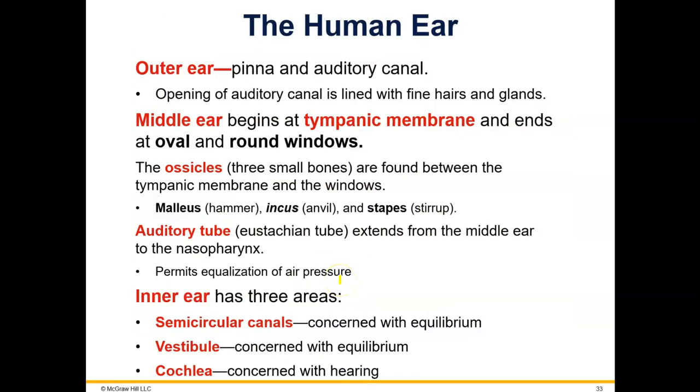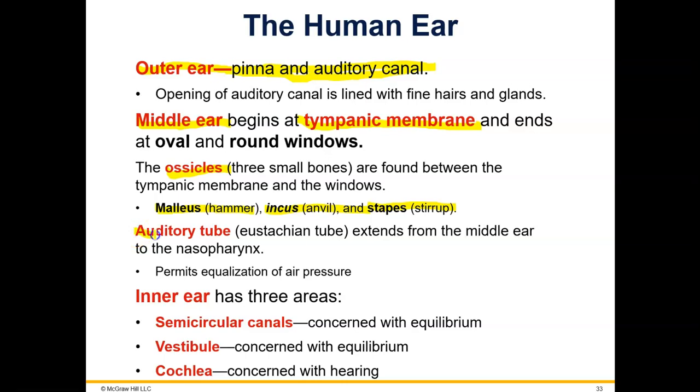Let's go back. All right. So the outer ear contains the pinna and the auditory canal. And the pinna is just the flappy part of your ear. And then the middle ear begins with the eardrum or tympanic membrane and ends at the oval and round windows. So it contains the ossicles or bones, and those bones are called the malleus or hammer, the incus or anvil, and the stapes or the stirrup.